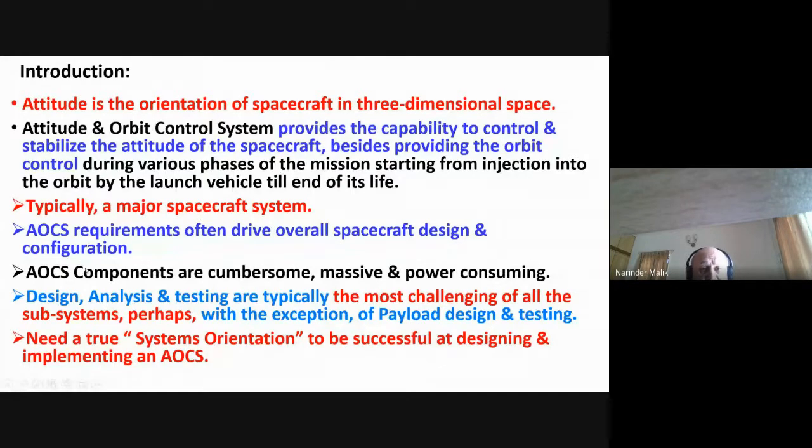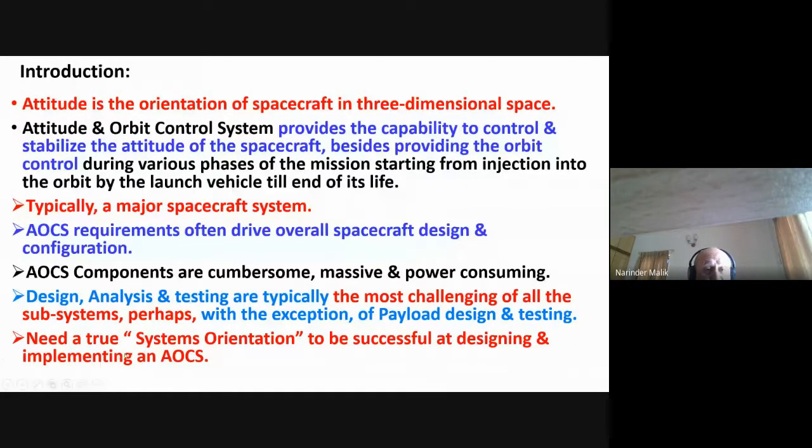AOCS components are cumbersome, massive, and power consuming. In the design of AOCS system, the design, analysis, and testing are typically the most challenging of all the subsystems, perhaps with the exception of payload design and testing. You cannot directly test the control system of the satellite. I have mentioned that in my previous presentation also. And what are the approaches we adopt step by step to ensure that the satellite will meet its objective?